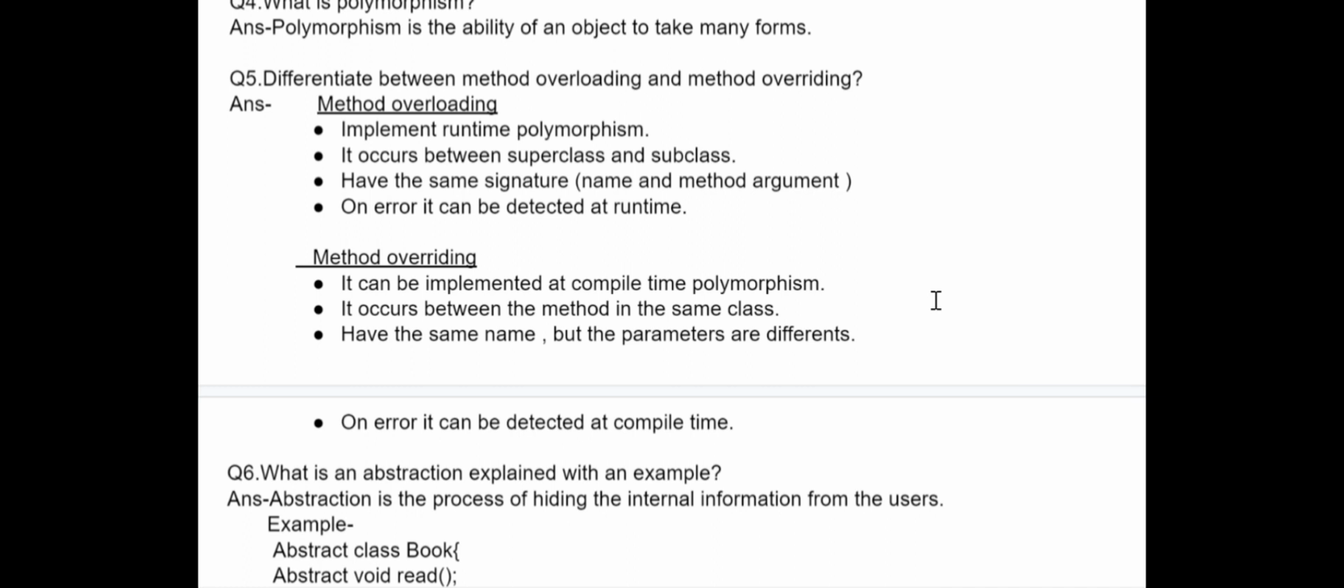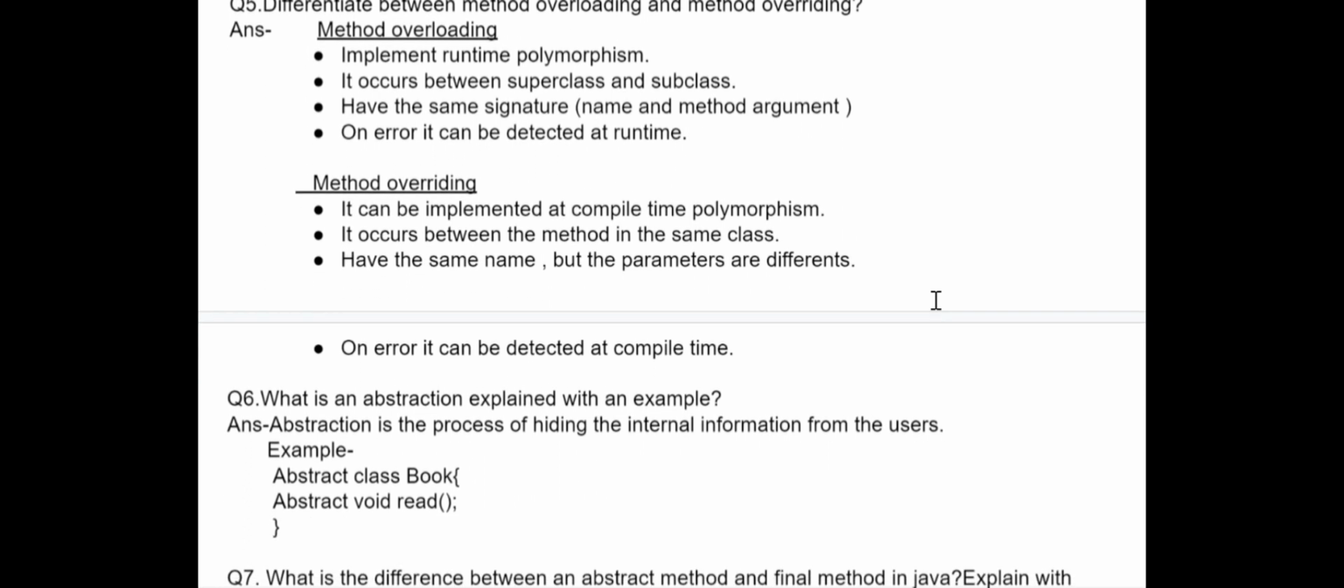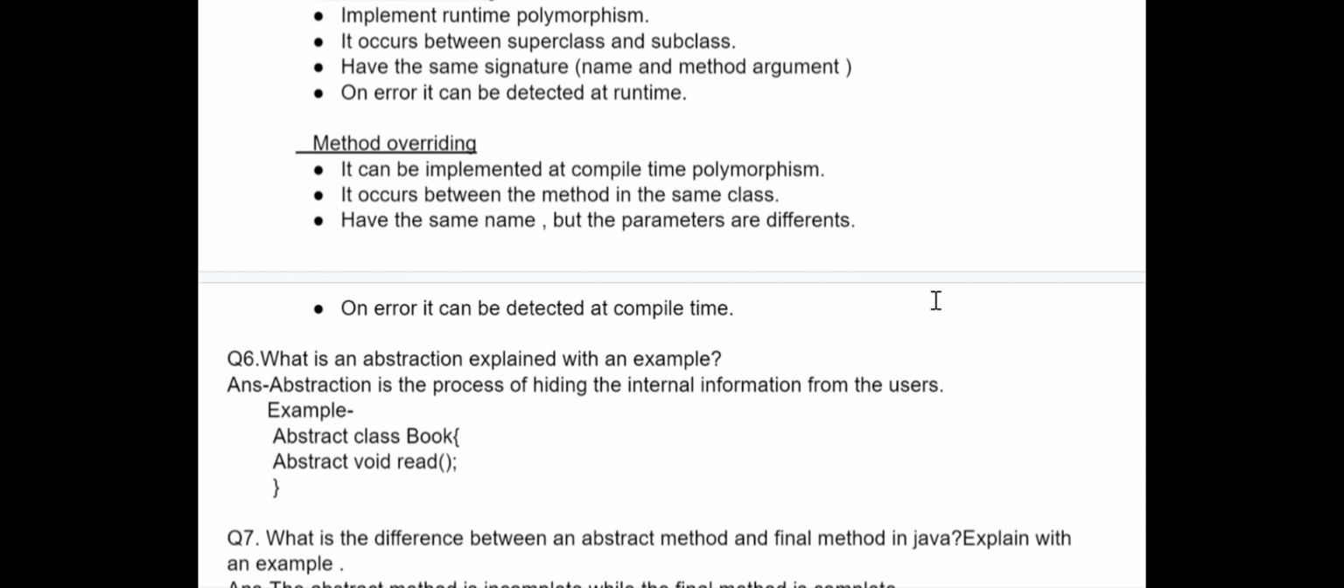And question number 5 asks to differentiate between method overloading and method overriding. Method overriding implements runtime polymorphism. It occurs between superclass and subclass, and they have the same signature, name and method arguments. An error can be detected at runtime. Method overloading can be implemented as compile time polymorphism. It occurs between methods in the same class, which have the same name but the parameters are different. An error can be detected at compile time.